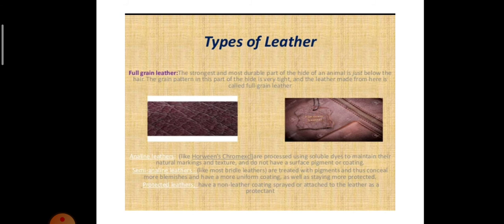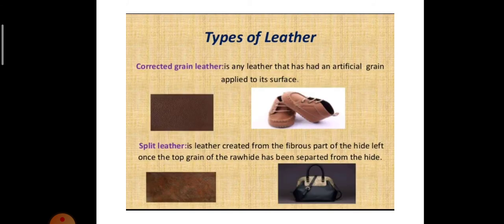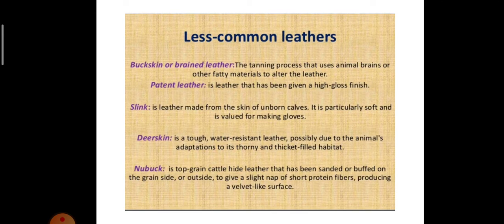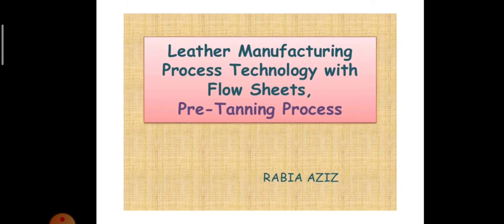Look at these images. Types of leather. It is top grain leather. Look at this corrected grain leather, split leather, less common leathers. Now we'll discuss the process. Leather manufacturing process technology with flow chart. This we call the pre-tanning process.